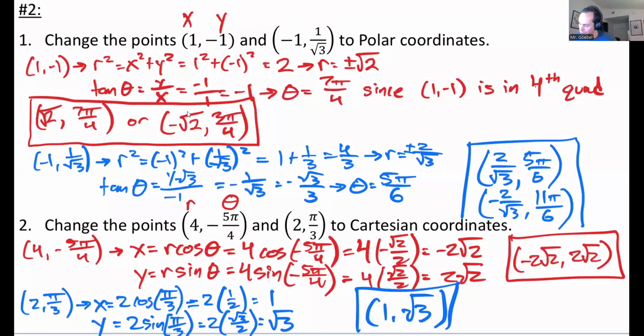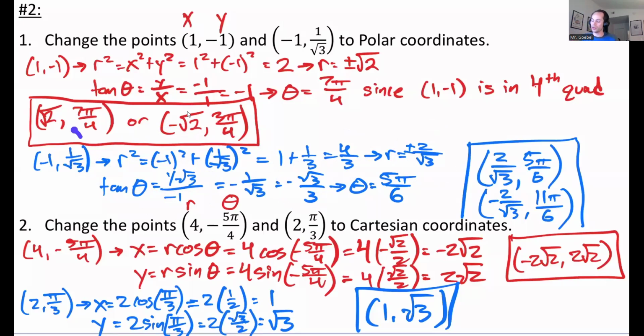So looking at the first question here, r squared equals negative 1 squared plus 1 over the square root of 3 squared. That should give us 4/3. When you square root that, you'll get plus or minus 2 over the square root of 3. When you do tangent of theta equals y over x, you'll get negative root 3 over 3 for that. And I'm specifically thinking about the second quadrant here.